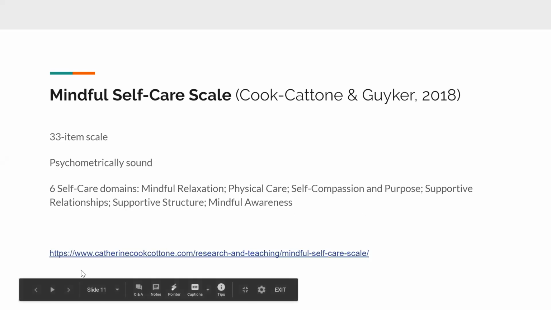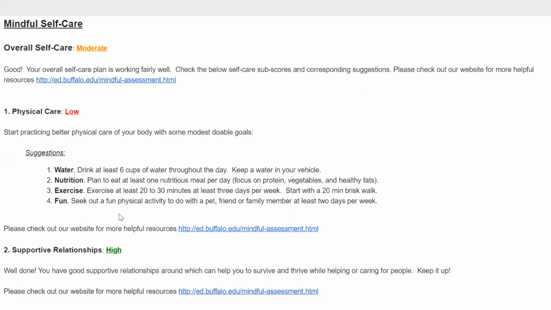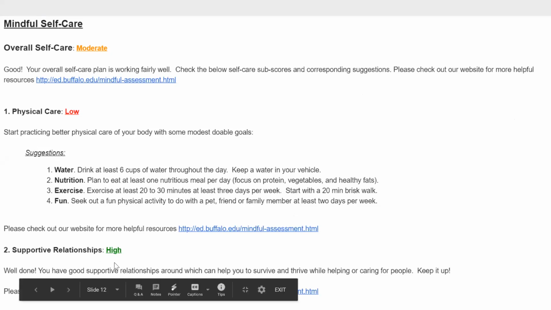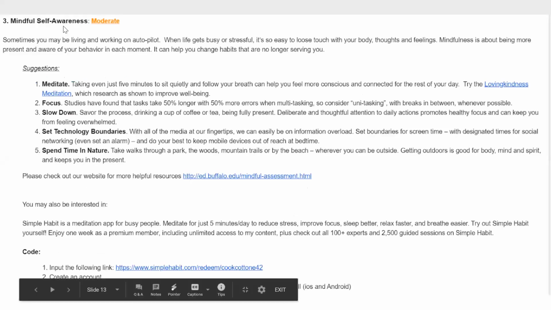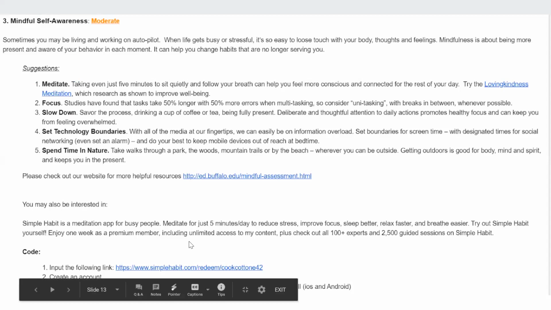And I personally took this a couple weeks ago, and I can show you, I did some screen grabs of what the results look like, so you can email the results to yourself. You can see, for overall self-care, at the time I had moderate, and then it breaks it down into these different domains. At the time, I was low in my physical self-care, and then they give some suggestions, so you can see there's water, nutrition, exercise. In my supportive relationships, I was high, which was really lovely. And then for mindful self-awareness, that was moderate. Again, I got some suggestions specific to mindful self-awareness. And then they also share some different apps and links that can be helpful as well.